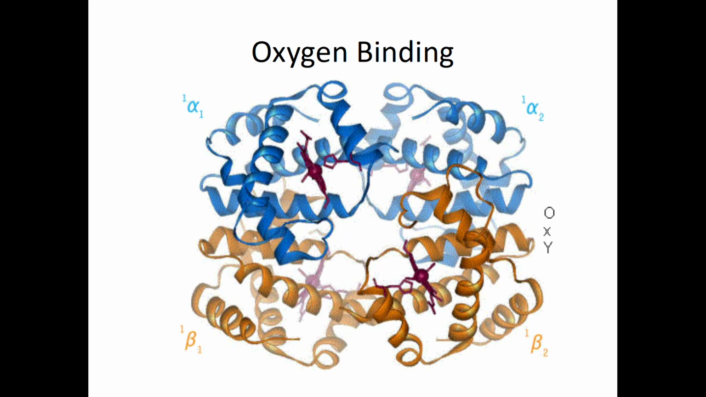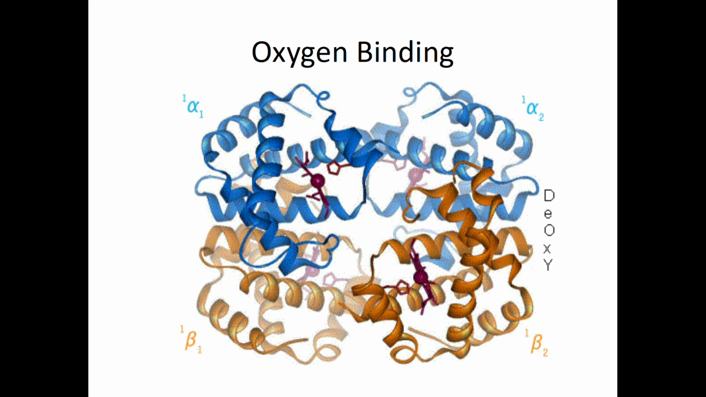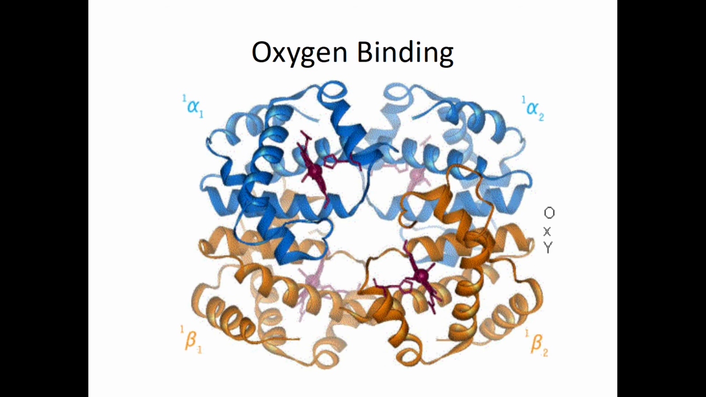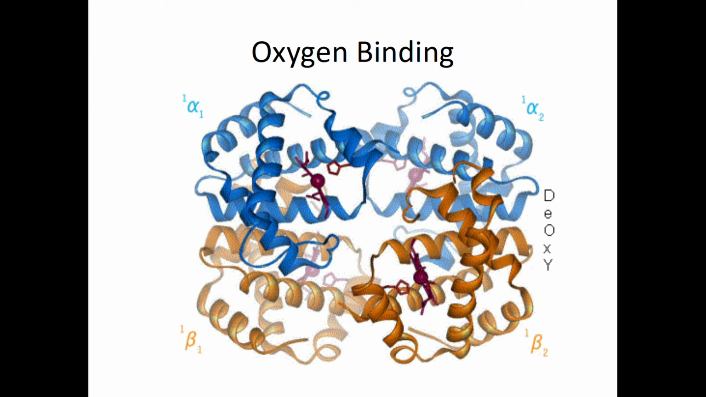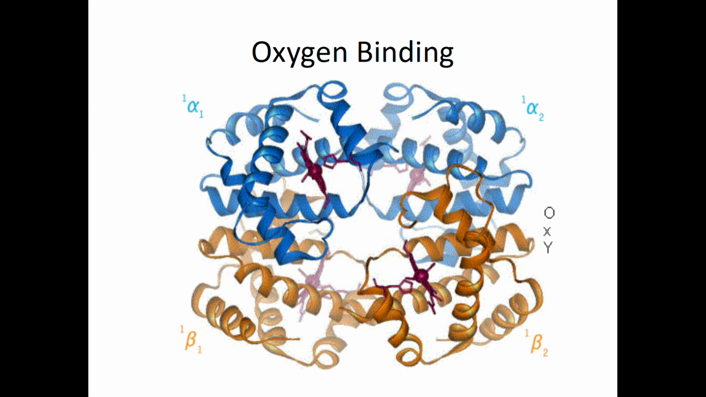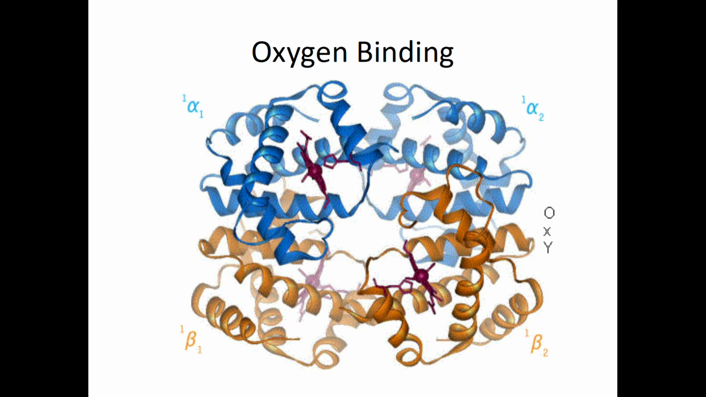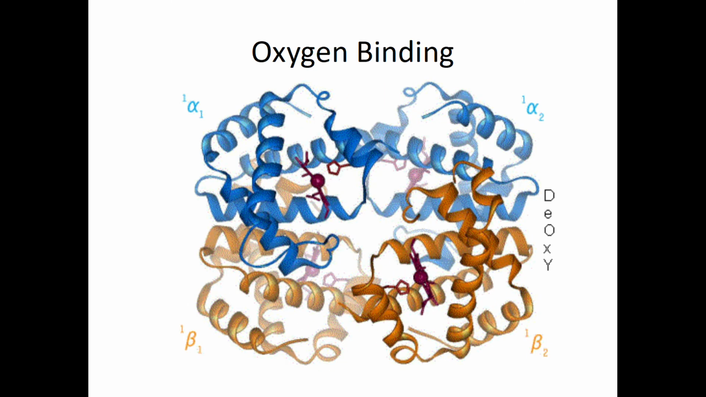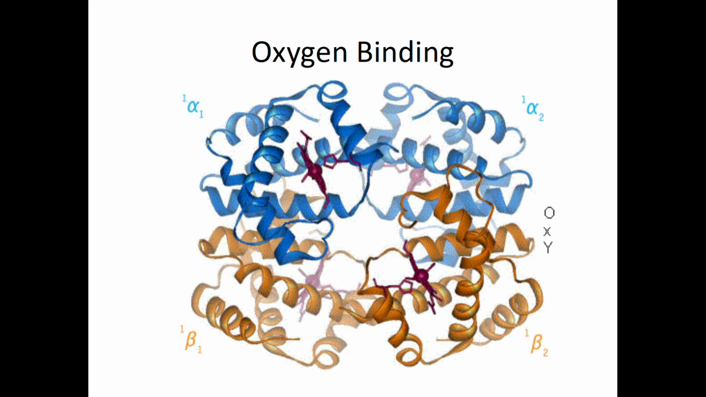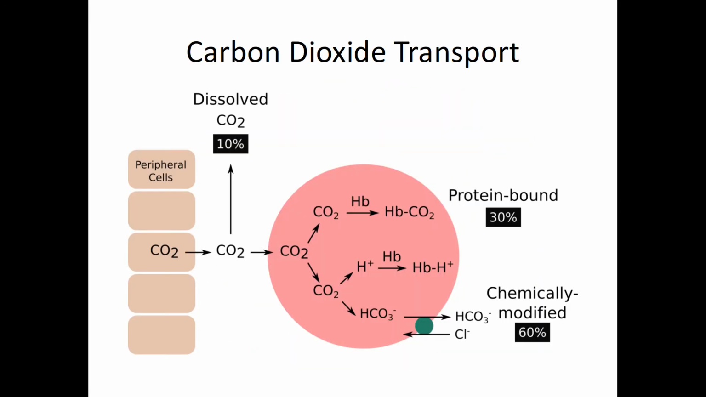Now, when hemoglobin binds to oxygen, it changes shape a little bit. And this is important because every molecule of oxygen that hemoglobin binds makes it a little easier for the next molecule to bind. And every molecule of oxygen that hemoglobin releases makes it a little easier for the next molecule to release.